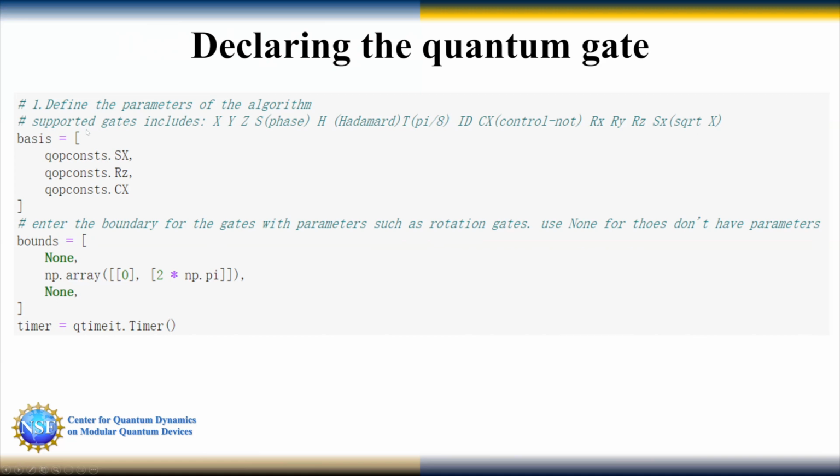In our example, we choose the basis to be the SX gate, RZ gate, and CX gate. Next, for gates that don't have a free parameter, such as the SX gate and CX gate, we input the value None for the bounds. For RZ gates, you have a free rotation angle, and we set the boundary to be 0 to 2 pi. Finally, we keep a little timer for ourselves to keep track of the runtime.